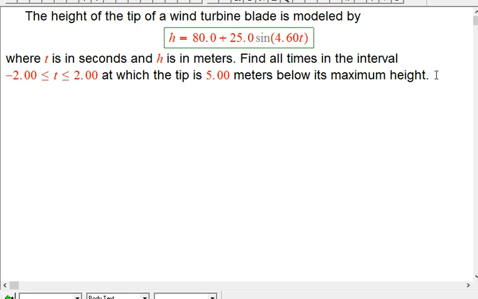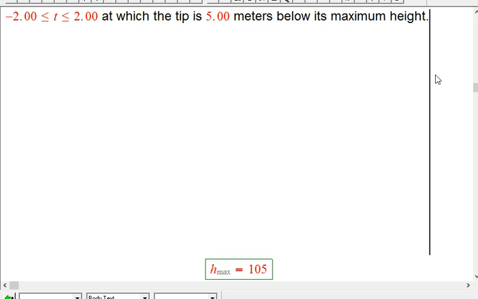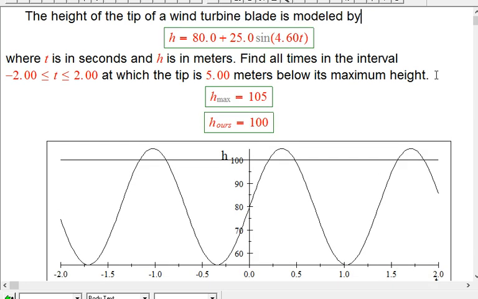So how you solve this problem depends a bit on how much technology you have, but let's suppose you actually had a calculator available that lets you graph. Then we could look at what that maximum height is. That's pretty easy to find, and you're definitely going to need that for any way you solve the problem. It's the centerline height plus the amplitude, which is 105. We're interested in 5 meters below that, so 100.